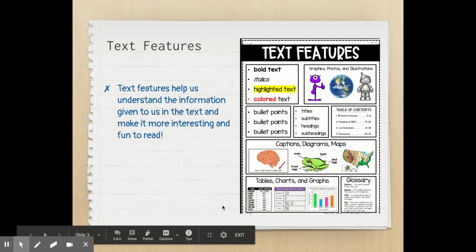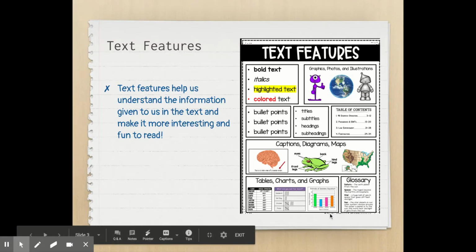Another example of text features would be tables, charts, and graphs. So different tables that might give us information. Usually it's number-based. So if we were looking at the earthquakes, like how many earthquakes happen throughout the year, that could be something that could be in a table or a graph. And then last, the glossary. Glossary is where all of the vocab words or important words in the story are defined.